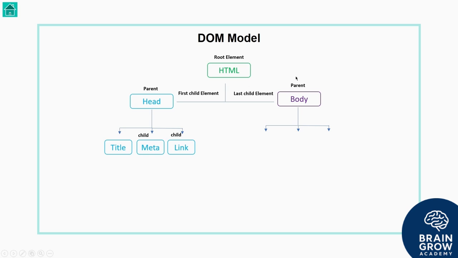So like this, we have the tags in the body as well, i.e. the header, the section, the footer. They are all child of the body, and the body is their parent. But the body is also the second child of HTML. So this is how we have our DOM model.